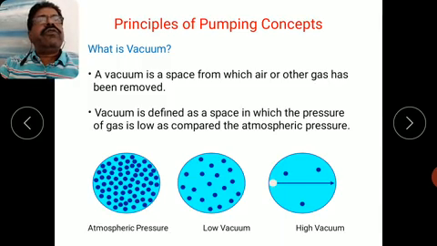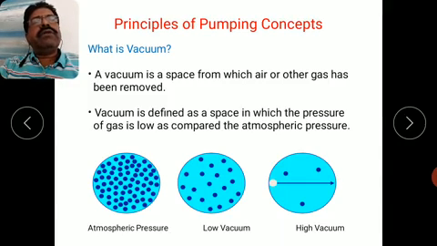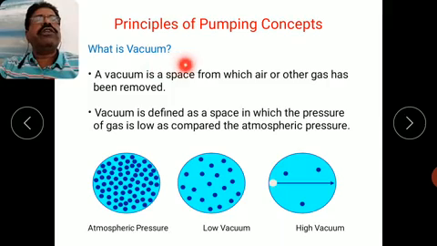Okay, so before beginning the actual study of principles of pumping concepts, let us quickly take a review of vacuum physics. Let us start with the definition of vacuum. So what is vacuum?